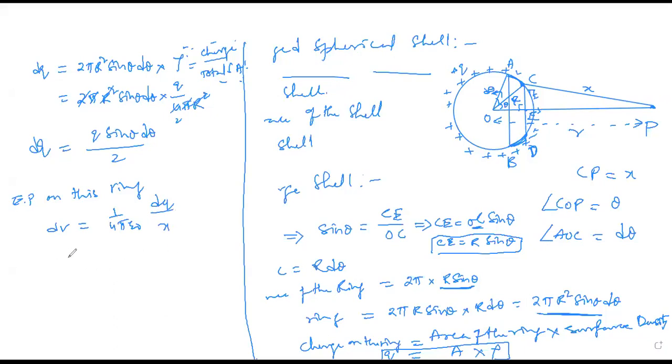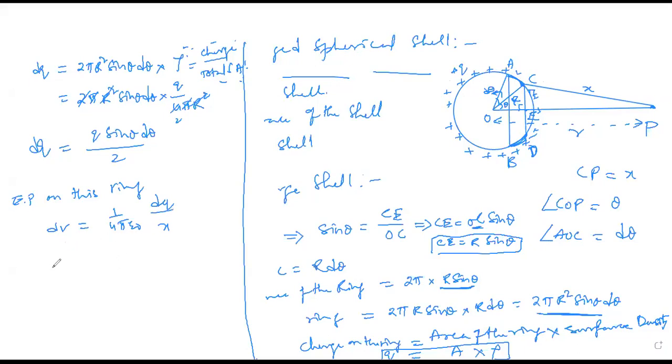With respect to this ring, the distance from that particular point P is x. So with respect to this distance x, we are going to find the electric potential at point P due to this ring. This is only for one small such ring. Then we have to find it for the total spherical shell.